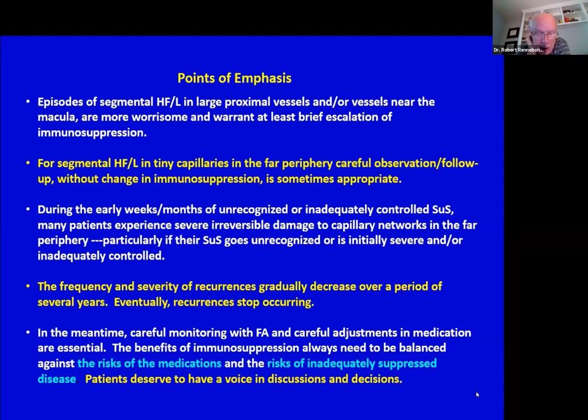In the meantime, careful monitoring with FA and careful adjustments in medication are essential. The benefits of immunosuppression always need to be balanced against the risks of the medications and the risks of inadequately suppressed disease. Patients deserve to have a voice in discussions and decisions about treatment.